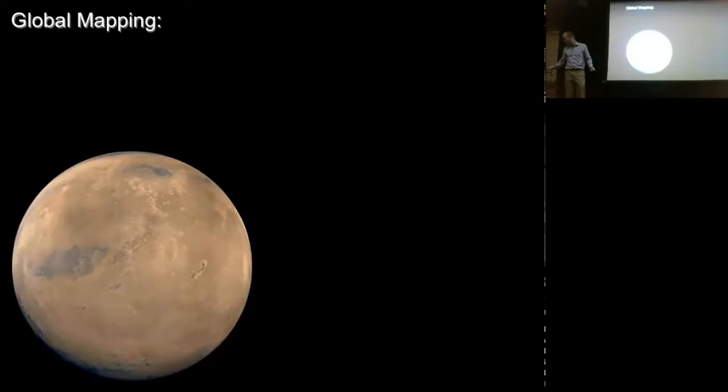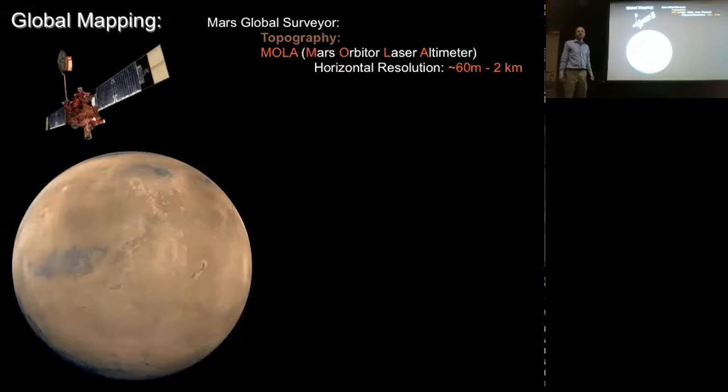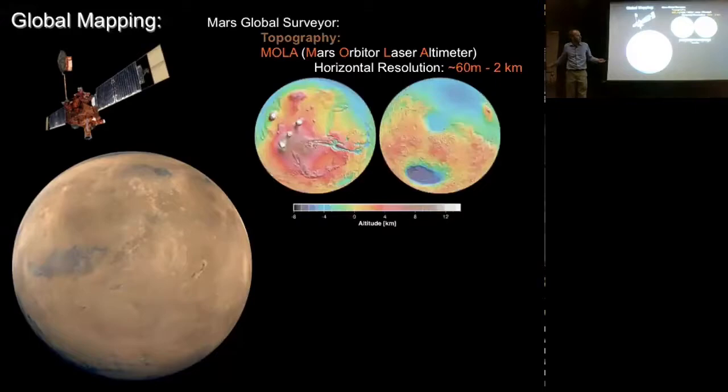Okay, so why are we talking about Mars? Mars has been mapped using the Mars Global Surveyor. This was launched in 1996, and on it, there is a Mars Orbiter laser altimeter. Now what this does is this measures the surface topography of Mars. And so we have a digital elevation map of Mars, which looks like this. So again, here is the Martian surface, and it's colored based on elevation. And we have here horizontal resolution of 60 meters to 2 kilometers. What this means is that the amount of information we have is spaced at the best every 60 meters. So every 60 meters we have a data point. That means that we can't see objects that are smaller than 60 meters on the Martian surface using this information.